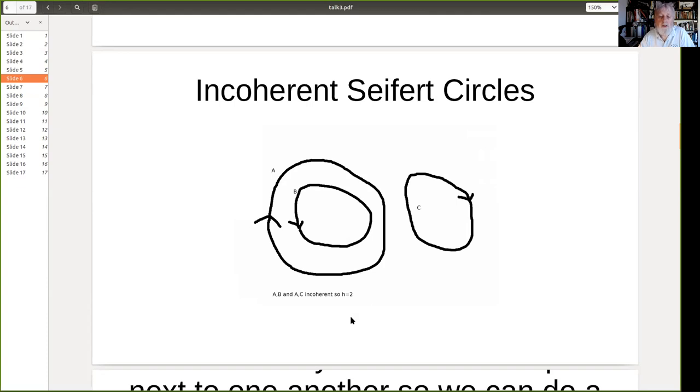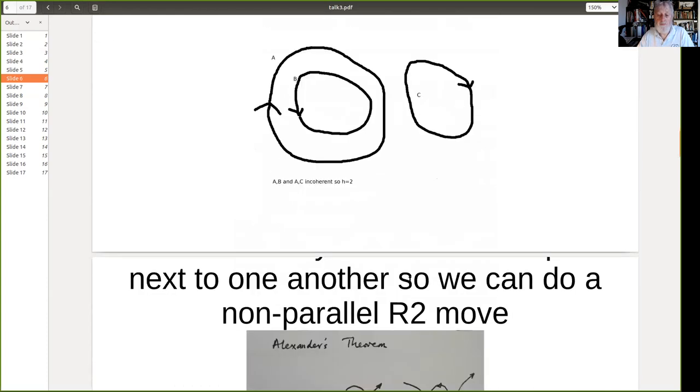And we let H be the number of incoherent pairs of circles. So in this situation here, H is 2, and H is an obstruction to making the diagram braided. If we can reduce H to 0, then we do have a braided diagram. Okay, and amazingly, we can do that with just one Reidemeister move, that is the second Reidemeister move.